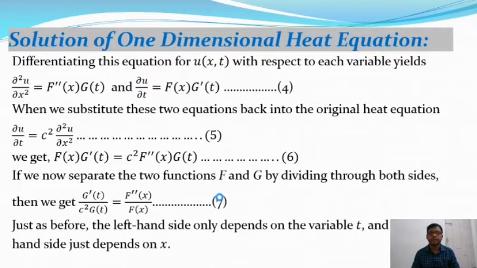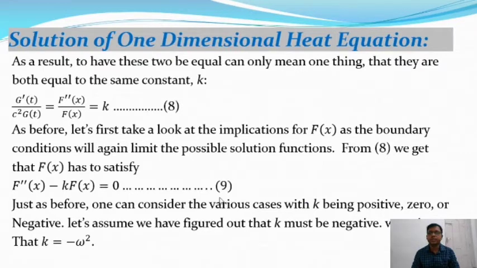As a result, for these two to be equal can only mean one thing, that they are equal to the same constant, say k. So these two parts are equal to a constant, say k, where the left hand side is a function of t and the right hand side is a function of x. So therefore we can write it as some constant, equal to say k.